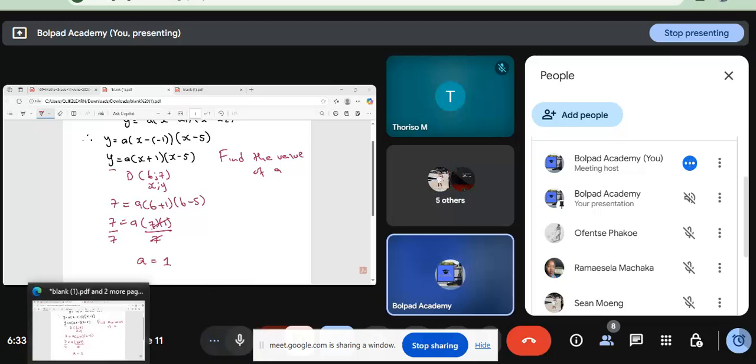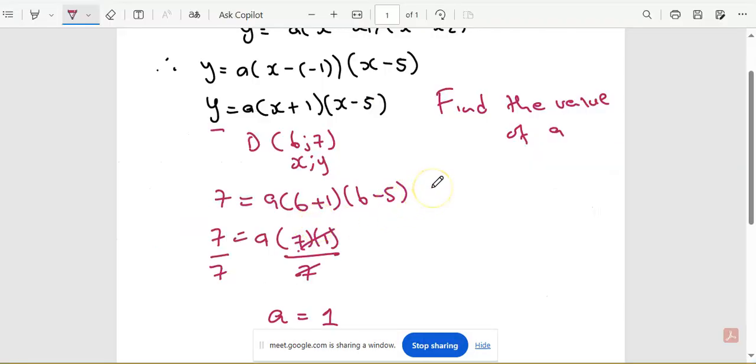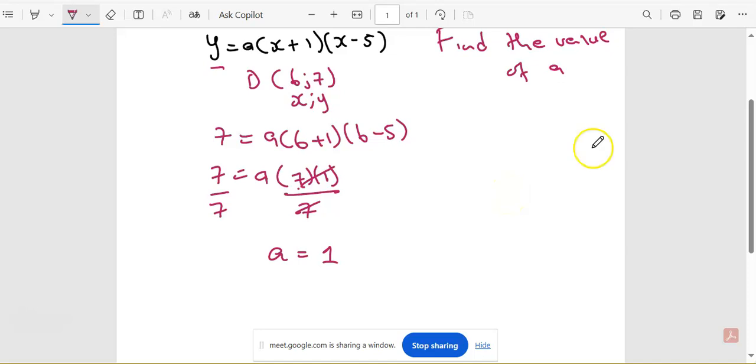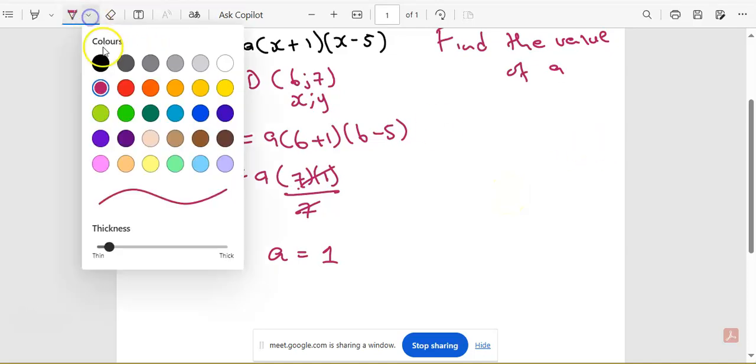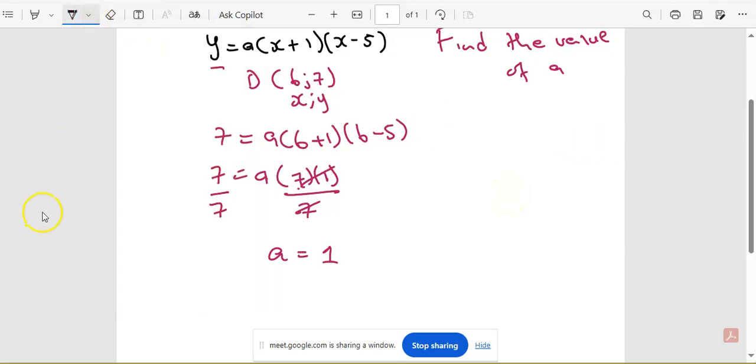So now I have the value of a. This is what you're going to do. Remember that now you have the value of a. You just have to go back to the equation. Where there's a, you need to put 1. Remember, we still have x plus 1. On the other side, we have x minus 5. So now you just have to do what?